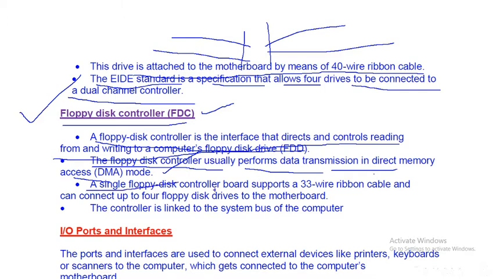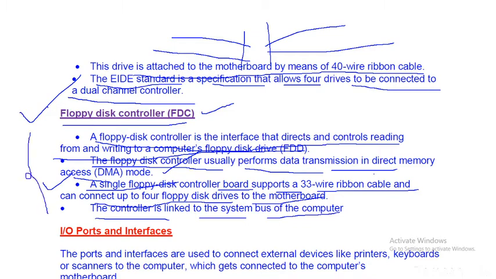A single floppy disk controller board supports a 33 wire ribbon cable and connects up to 4 floppy disk drives to the motherboard. So this is the configuration to configure a floppy disk drive. The controller is linked to the system bus of the computer. These are the points of the floppy disk controller. Okay, you can write any 2 points, that is enough.